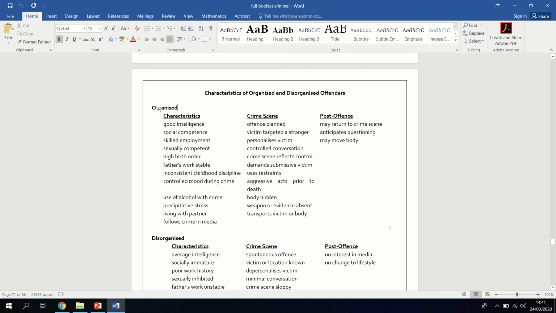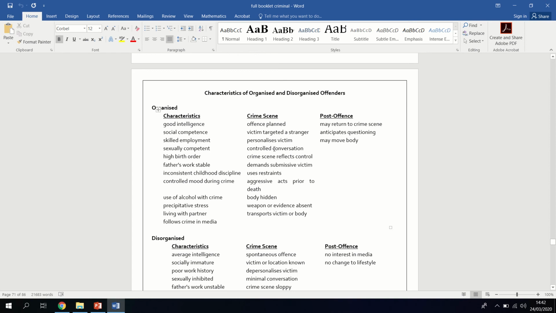And usually their crime scenes are something like this. The offence has been planned, the victim targeted was a stranger, they personalise the victim, they control the conversation, the crime scene reflects control, demands submissive victims, uses restraints, their body is usually hidden, the weapons are usually hidden, and they transport the victim or the body. And after the offence, they may return to the crime scene, anticipating or questioning, and may move the body. So an organised criminal is usually a very clever criminal, or this is what the FBI have said.